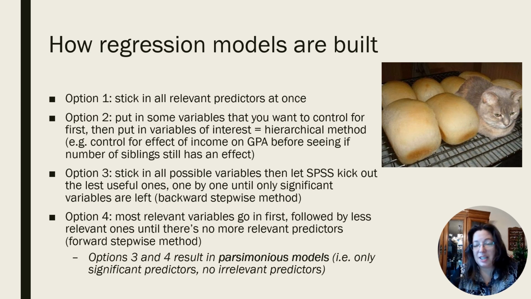Option three is to let SPSS do the work for us, and there's two ways that they do that. Either we stick in all the possible variables and let SPSS kick out the least useful ones one by one, otherwise known as the backward stepwise method, or SPSS puts in the most relevant ones first, followed by the less relevant ones until there's no more relevant predictors, and that's the forward stepwise method. These two options, so options 3 and 4, result in what's known as a parsimonious model. So only the significant predictors are included with no irrelevant predictors, and that's what we want to aim for ideally.